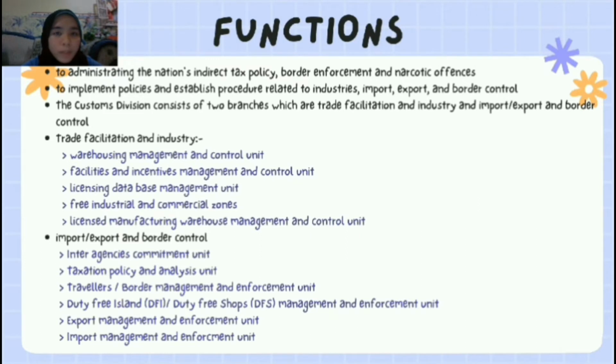Next, Export Management and Enforcement is to evaluate and enhance systems and procedures to facilitate import and transshipment. Meanwhile, Import Management and Enforcement is to evaluate and enhance systems and procedures to facilitate exports and transshipment. So that's all the functions in the Royal Malaysian Customs Department. So I will pass my mic to the next panel.